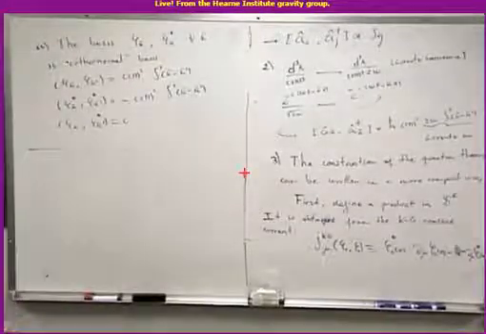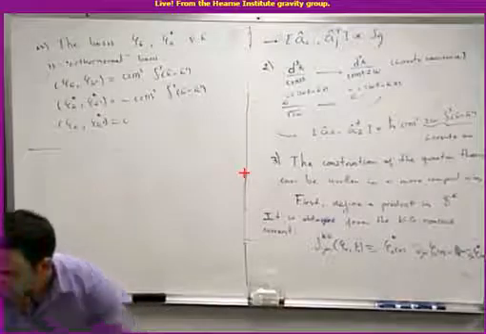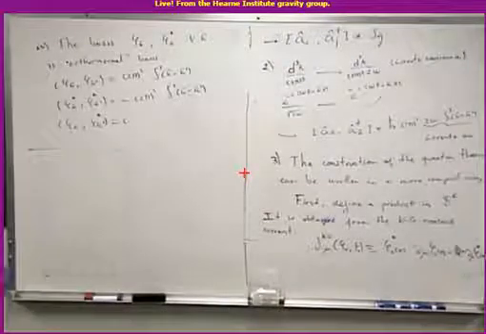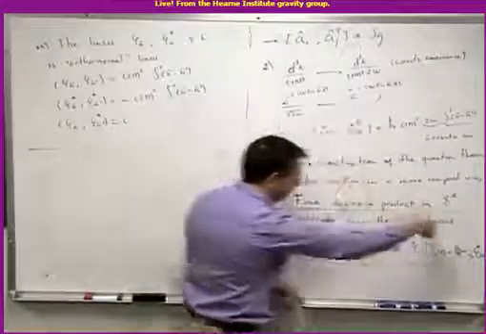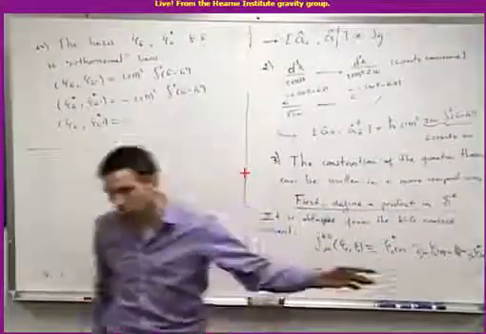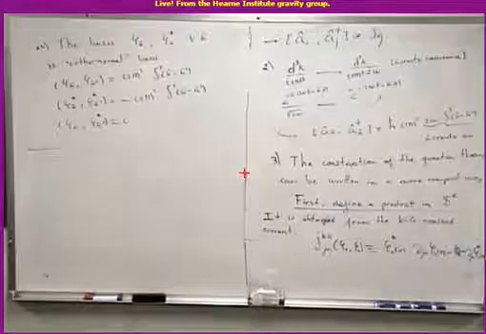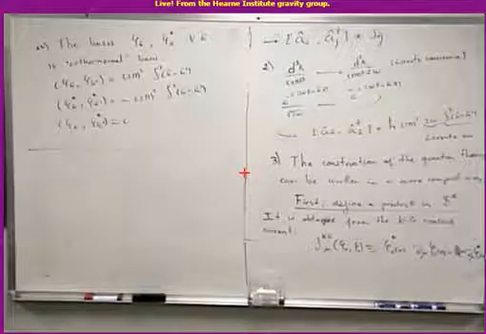Completely parallel to what I did for the single harmonic oscillator. Okay, now I define this product. So I have that product with those properties. Now I want to use it. I want to use it to write the quantum theory in a more compact way.